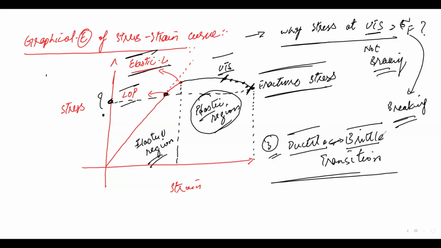Wait, could you repeat that, please? Well, I'm just asking you that a material can become brittle from ductile, right? Did you guys understand the difference between a ductile and a brittle material? Yeah. Could you explain that again?